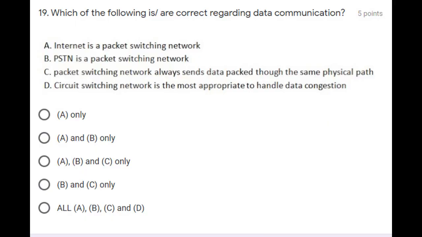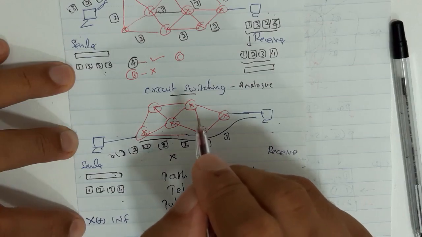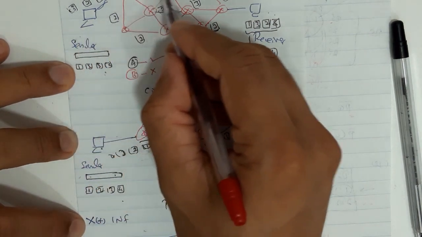There, statement A says the internet is a packet switching network. Yes, the internet is a digital network. That's a packet switching network. True. Then statement B, is PSTN a packet switching network? No, it's a circuit switching. Then statement C, packet switching networks always send data packets through the same path. No, that is sending on different paths depending on the congestion.